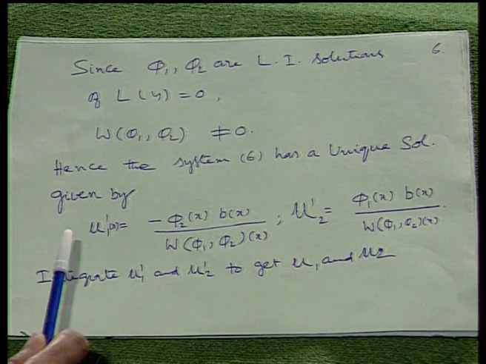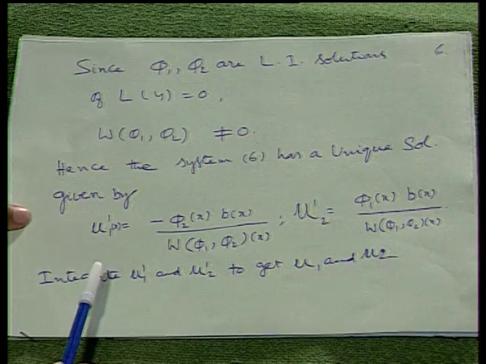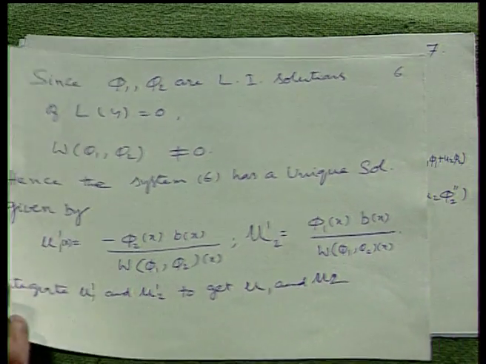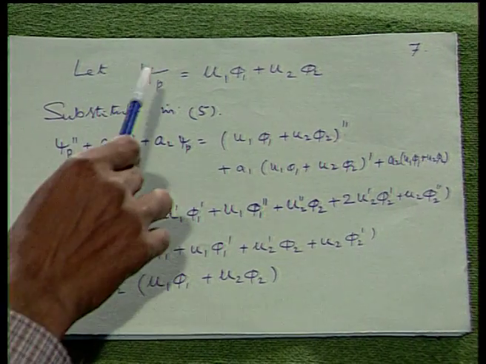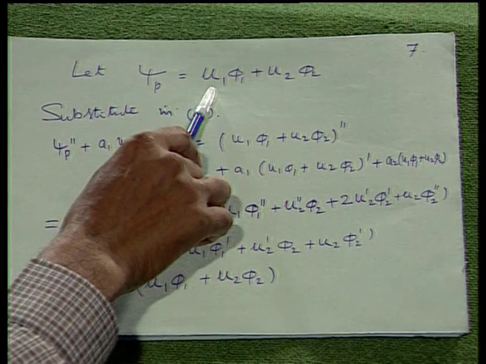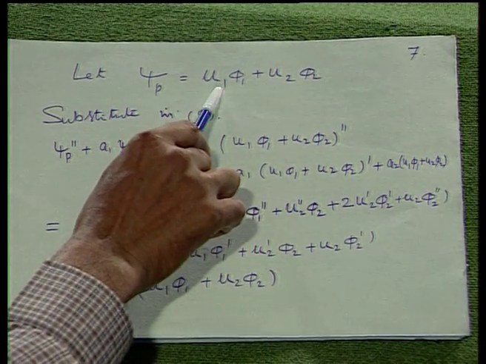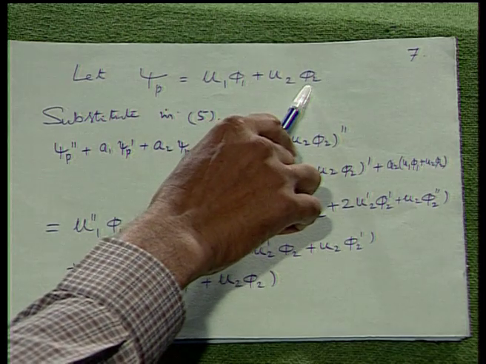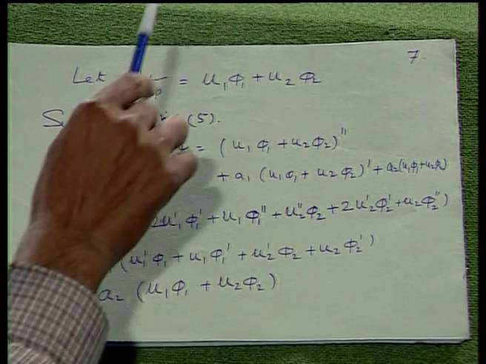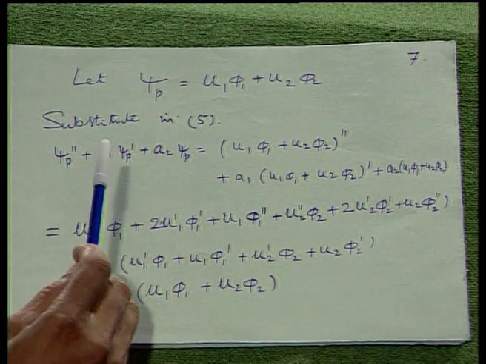Now, we integrate u 1 dash and u 2 dash to get u 1 and u 2, and substitute them in psi p, that is psi p is equal to u 1 phi 1 plus u 2 phi 2. Now, we prove that this psi p is a solution of the given differential equation L y is equal to b x.